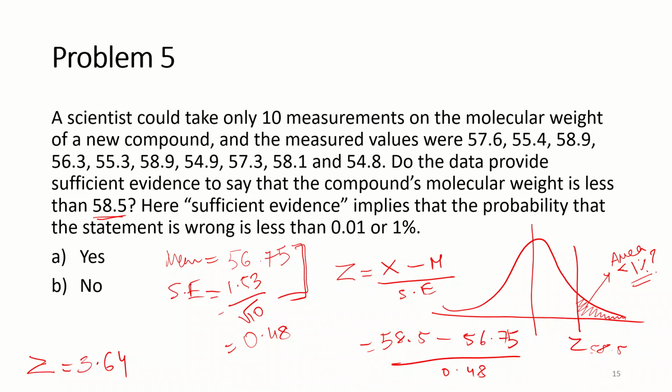58.5 came from the question actually. It was the question whether the value we will take will be less than 58.5 or not. So the question tells us: do the data provide sufficient evidence to say that the compound's molecular weight is less than 58.5? So that's where it came from. So the answer is yes or no?